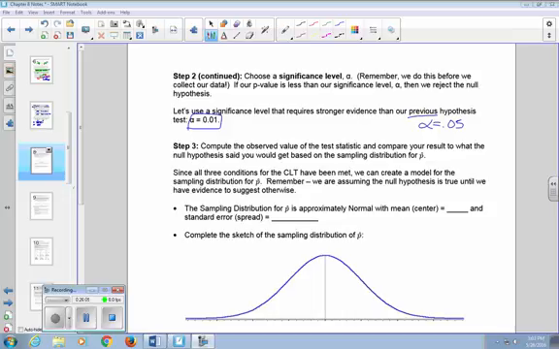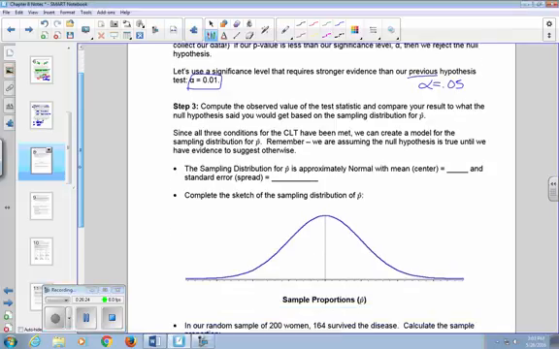All right, so step 3, compute the observed value of the test statistic and compare your result to what the null hypothesis said you would get based on the sampling distribution for p hat. Since all 3 conditions for the central limit theorem have been met, we can create a model for the sampling distribution for p hat.